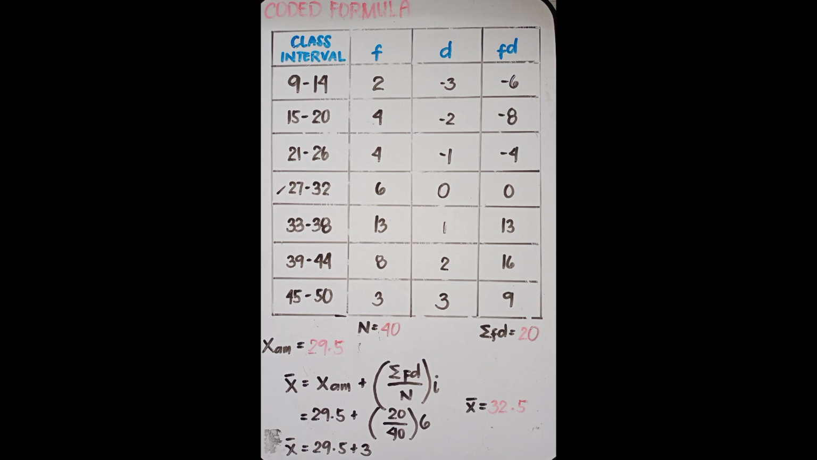In the coded formula, let's first pick this one as our class interval to find the assumed mean. The class mark of this interval is this one. Class mark x is 27 plus 32 divided by 2, so we have 29.5. Next is to construct the column for deviation. This is done by putting 0 as the deviation of the assumed mean. For the class intervals larger than the class interval which contains the assumed mean, the deviations are negative 1, negative 2, negative 3, and so on in that order.